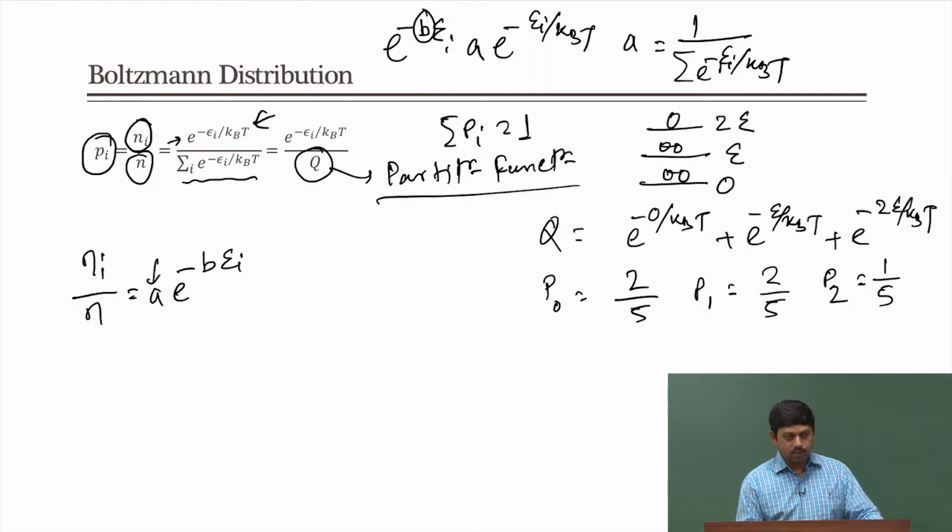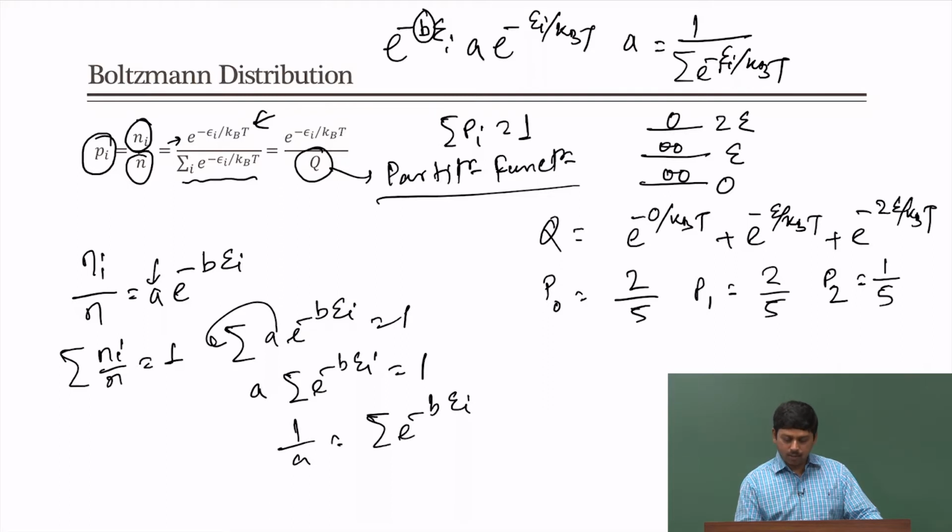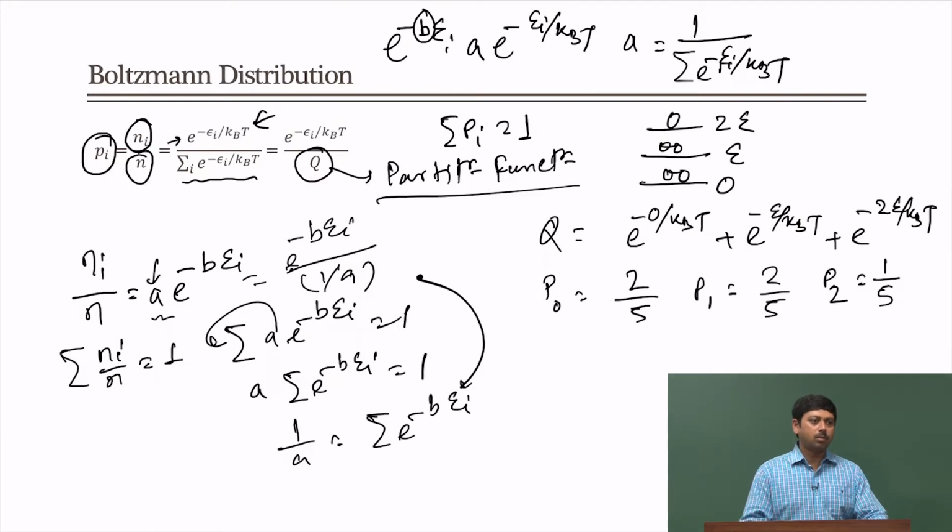Why? Because the sum over Ni by n is nothing but 1, right. So, that means the sum over a e to the power minus b epsilon is 1. a is just a constant and will come out. So, a times the sum of e to the power minus b epsilon i equals 1. So, 1 by a is nothing but the sum over e to the power minus b epsilon i, and that is what is shown here. So, 1 by a is nothing but this sum, it is just a normalization constant.